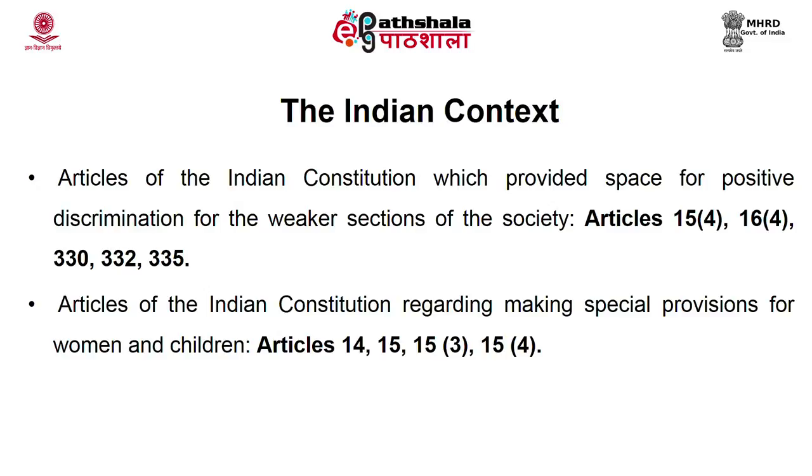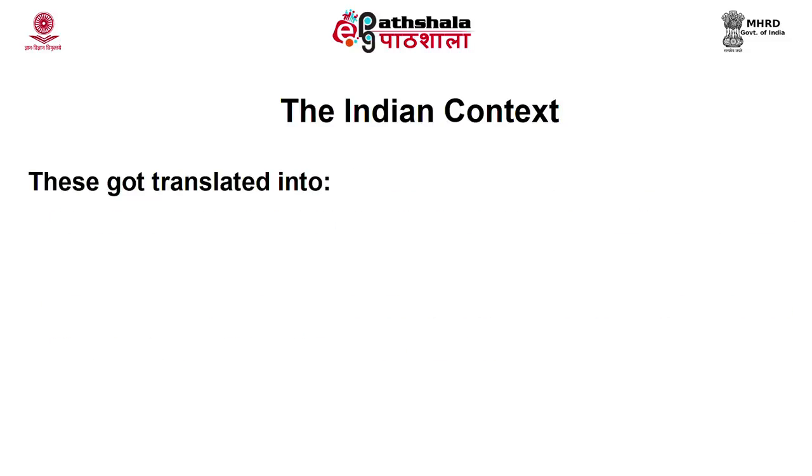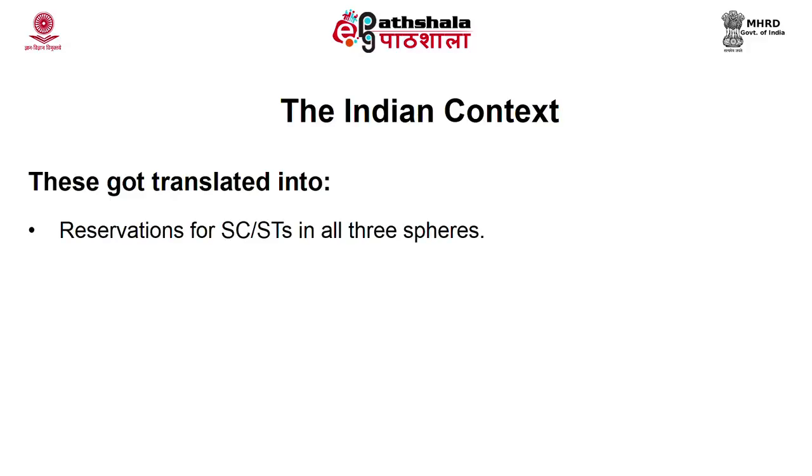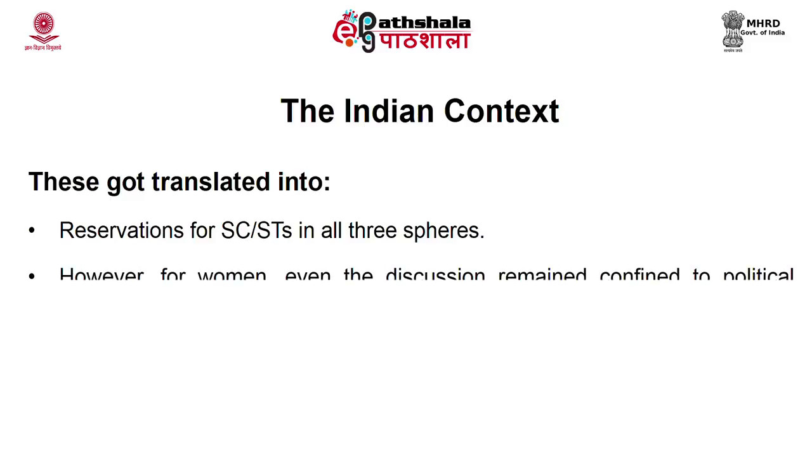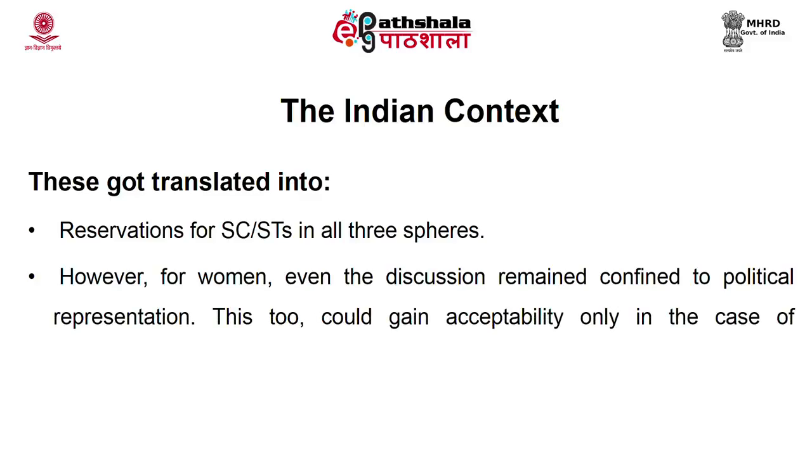The Government of India Act of 1935, which implemented the concept of group representation on a new scale, for the first time granted women reserved seats along with some 11 other categories. While this got translated into reservations for the SCs and STs in all the three spheres referred to above, in the case of women, even the discussion remained limited to considering positive discrimination for women in the sphere of political representation alone. As discussed earlier, this too remained a contested domain, before the smooth passage of the 73rd and 74th Constitutional Amendment Bills, granting one-third reservations to women in the Panchayati Raj institutions.